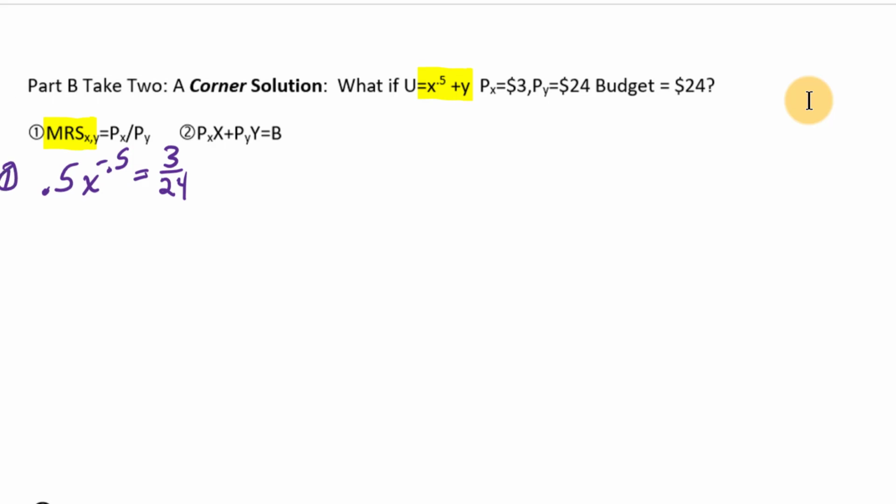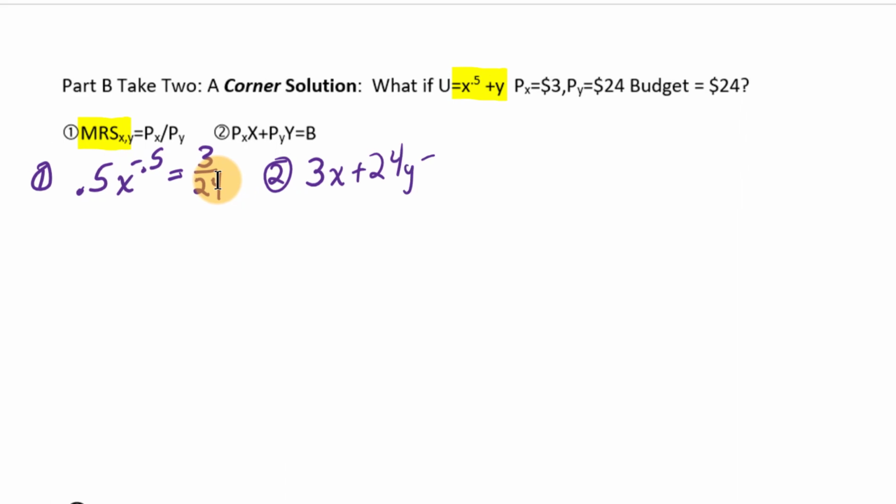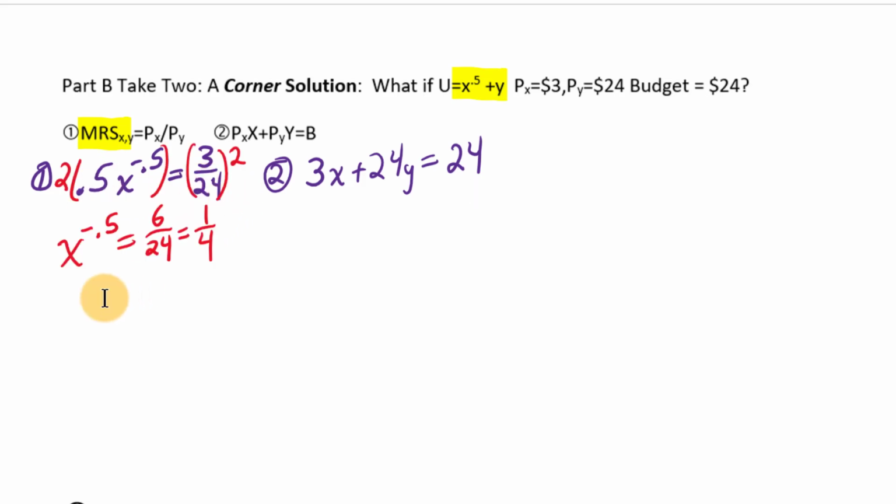And just like last time, what we're going to want to do here is solve that equation for x because there's no y there. And then we're going to want to plug that into our budget line equation, which is $3 times x plus $24 times y equals $24. Pause the video, solve this for x real quickly, and let's see what we get.